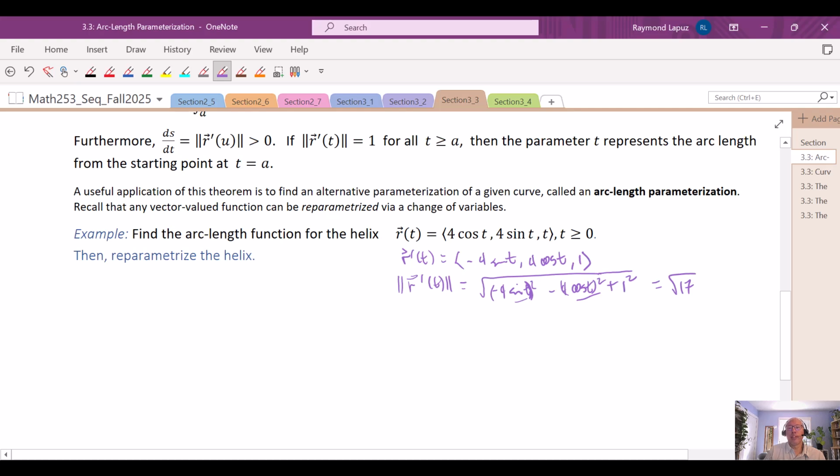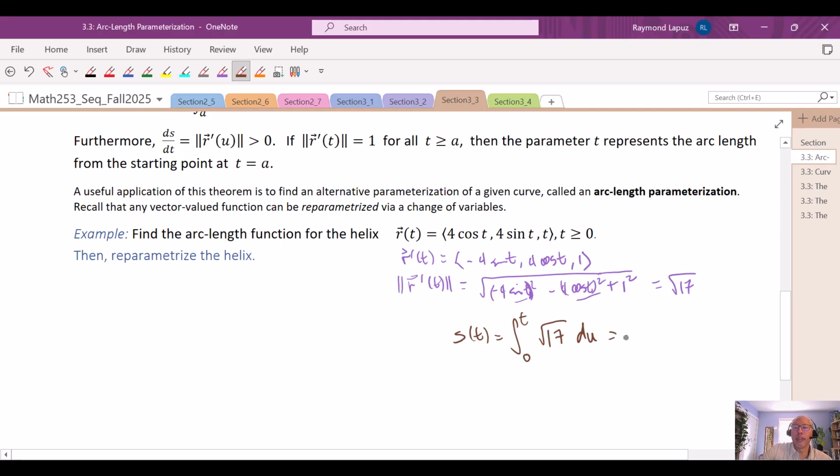So now that we have that, that is your r prime t parameterization. So the arc length function is going to be s of t equal to the integral from t equal to 0 as a starting point, and this could be any t value that we want to end, and then our magnitude of r prime of t, which is square root of 17 du. Okay, and then you just integrate.